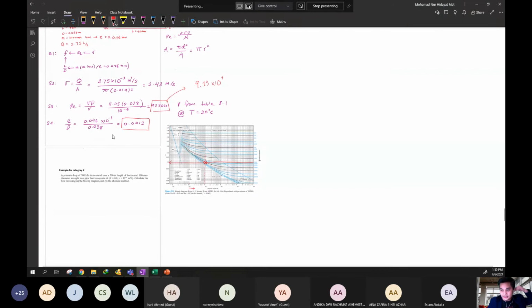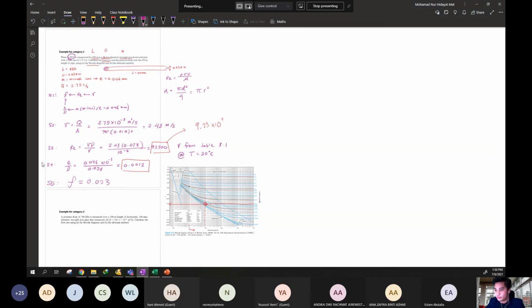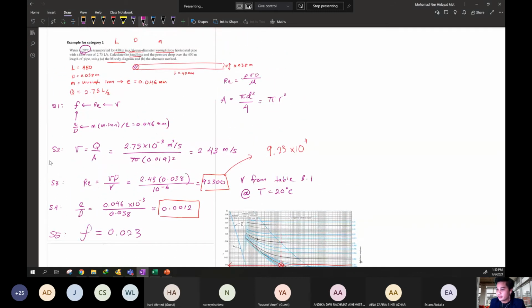So based on this Reynolds number and relative roughness, step number 5, you will get the friction factor, around 0.023. This is the accurate one if you use the ruler. So based on the friction factor, what we need to do? We can get straight away the head loss. Step number 6, which is head loss, which is friction factor times L over D, V squared over 2g.